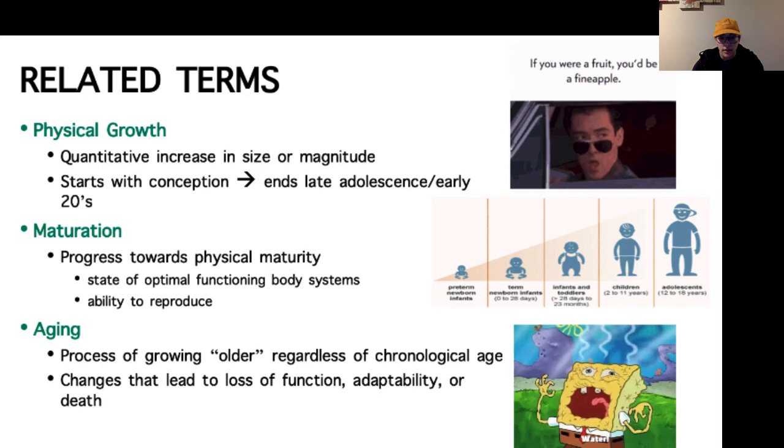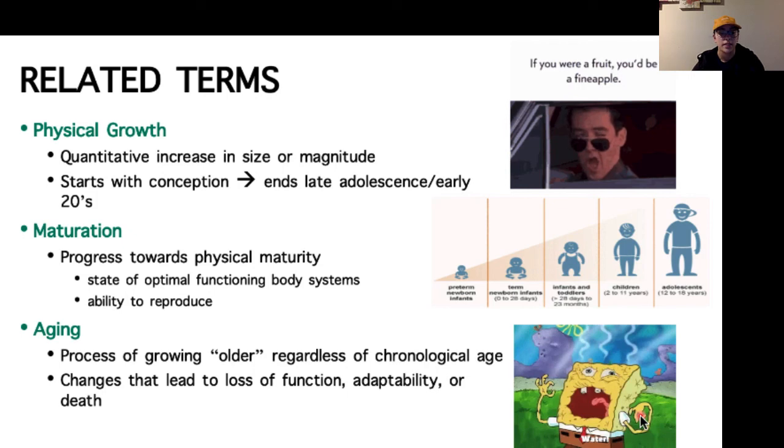The last term that will pop up is aging or age-related processes. So this is the process of growing older regardless of chronological age. Typically, aging will involve changes that lead to loss of function, adaptability, or death. I don't know why I just thought of SpongeBob when I thought of aging.